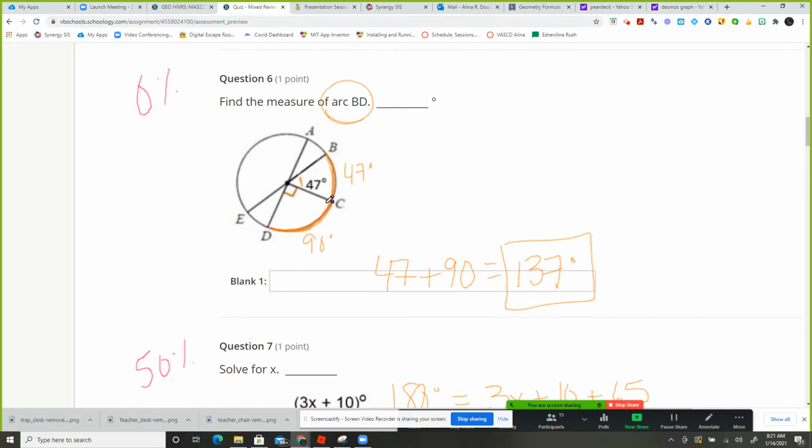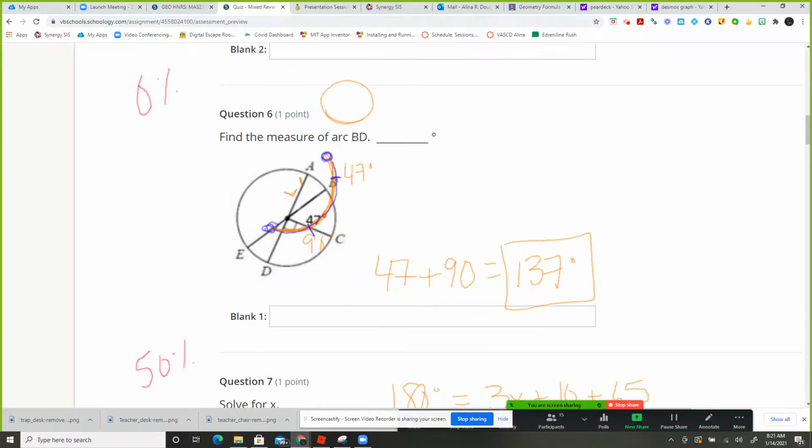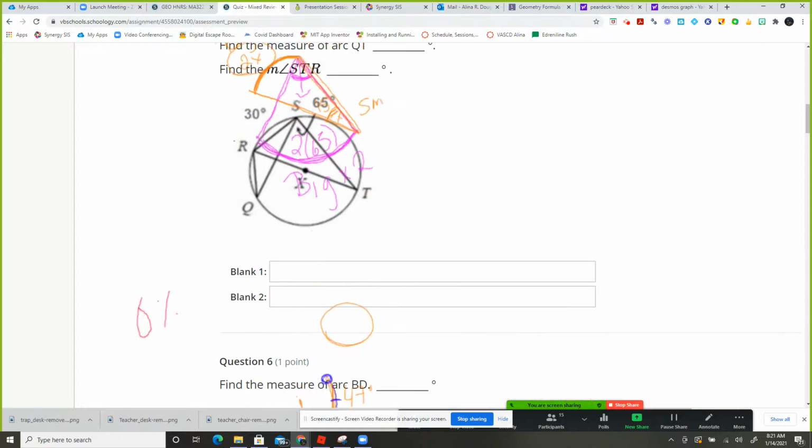So this was question 6. The trick here was to go from B to D. You want to go all the way from B to D, and you want to go the shortest distance. So you want to go this way. So 47 and 47, and that right angle is 90. So 47 plus 90 for number 6. And then number 5, I think, was a little bit different.